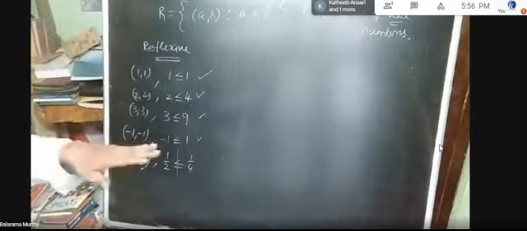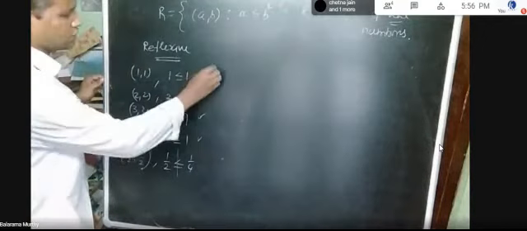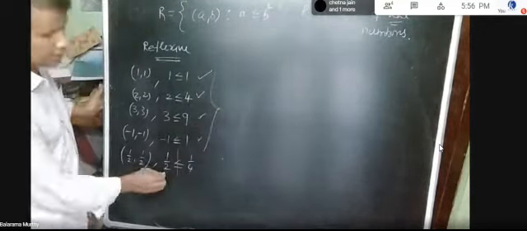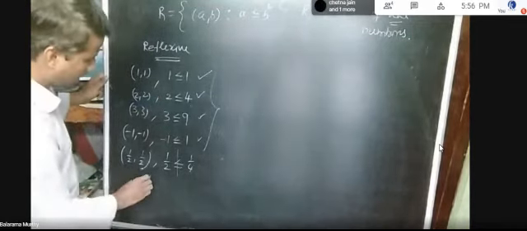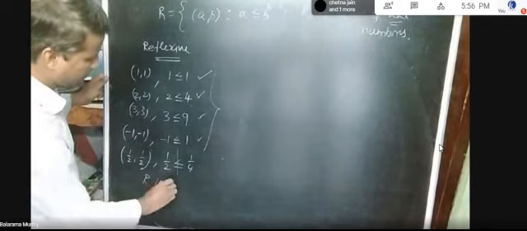So it does not satisfy for all the elements. It satisfies only for integers, not for the rational numbers. Clear, guys? Clear. This relation satisfies reflexivity only for integers, not for the fraction parts. So that means R is not reflexive.